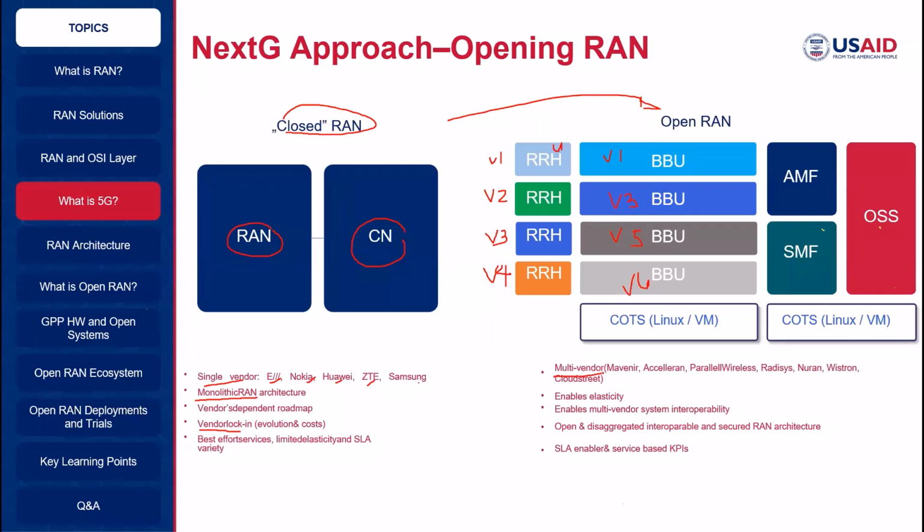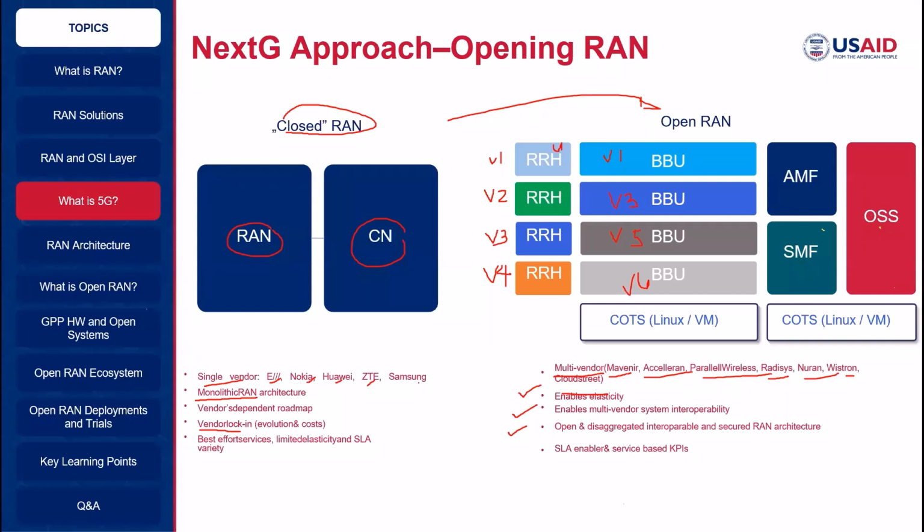So you will have a multi-vendor capability in your network. The new challengers here are, for example, Mavenir, Acceleran, Parallel Wireless, Radisys, Nuran, Winstron, or CloudStreet. So it enables elasticity, enables multi-vendor system interoperability, and open and disaggregated interoperable and secured RAN architecture. And the service level SLA enabler and service-based KPI.